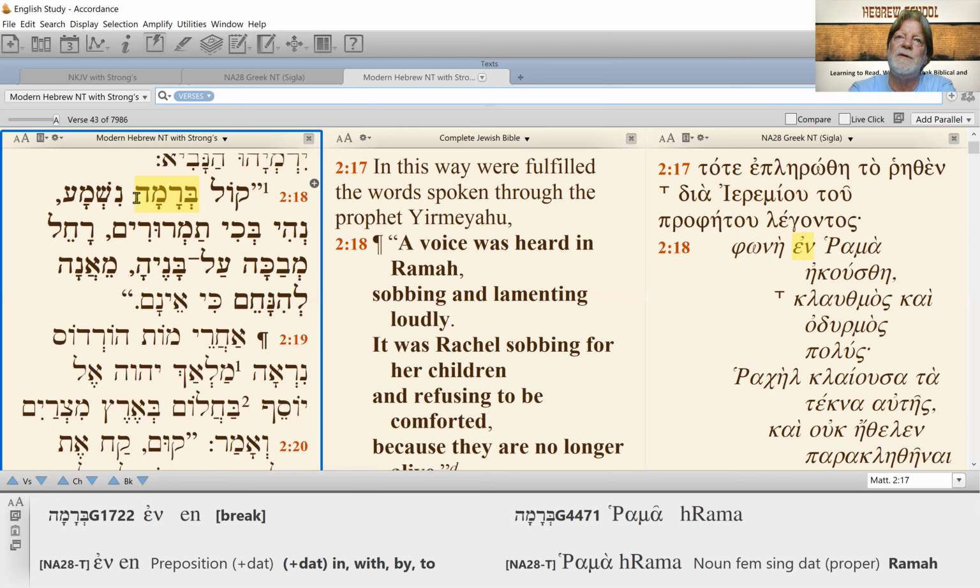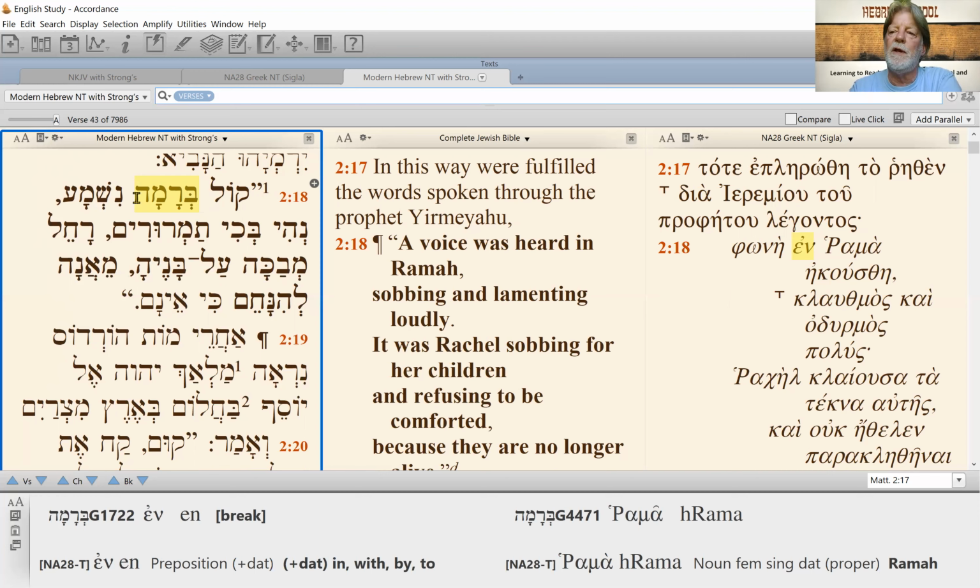So Ramah is a little bit to the north of Bethlehem. It's, like I say, a suburb of Bethlehem. Some important events took place there, and Jeremiah is going to be speaking prophetically about one of those events. First of all, Jeremiah is going to predict this massacre of the infant children of Bethlehem and the surrounding area at the time that Jesus was born.